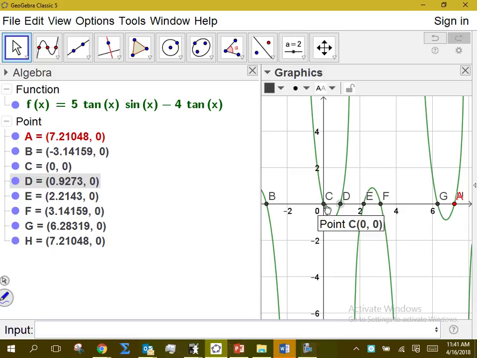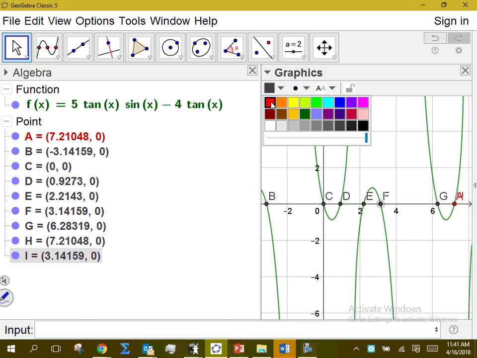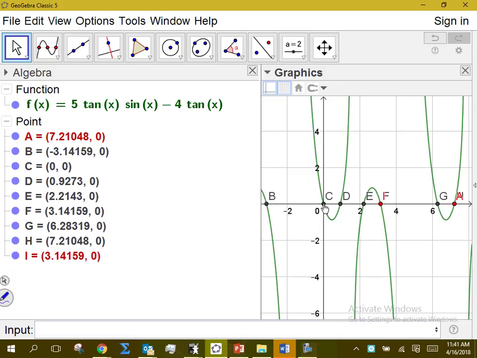I should be able to take this one here, and that's 0. So the 0 solution came from tangent. Let's take the x value of C and add pi to that x value, keeping the y value at 0. I get that point there. Let's make that one red again. So that point went there, and D went to there.